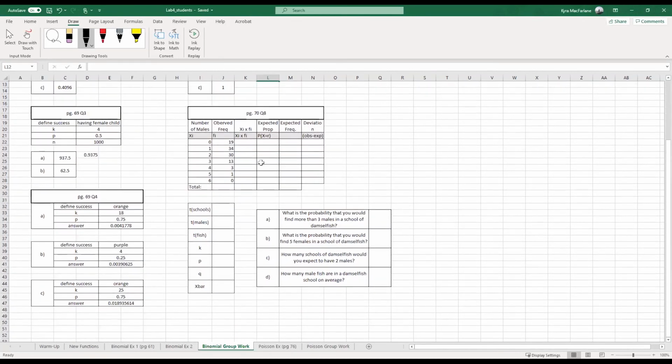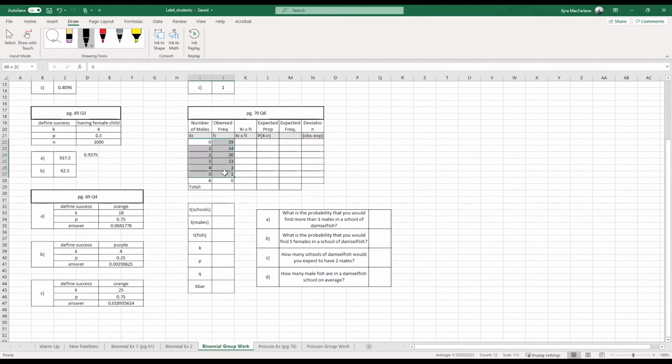And then finally, for page 70, question 8: the following data represent the number of males in schools of 6 damselfishes. The investigator was interested in knowing whether schools assemble at random or whether there are greater or fewer males in these schools than would be expected due to chance alone. The latter finding is important in the theory of sexual selection, as mating is believed to occur in these temporary schools.